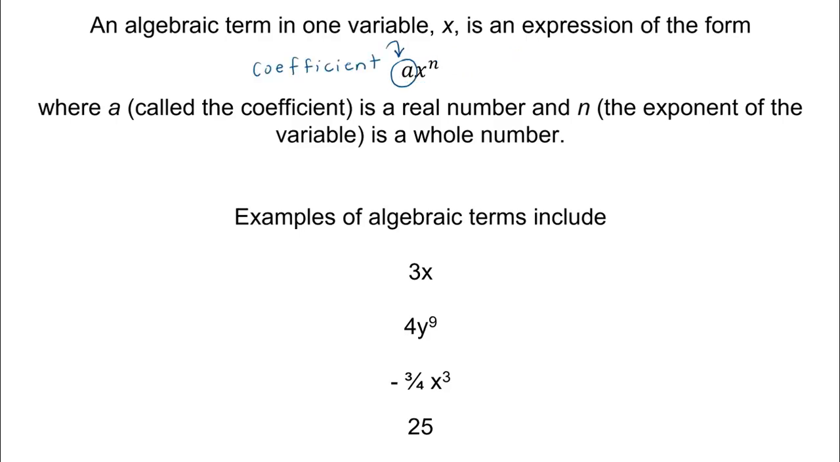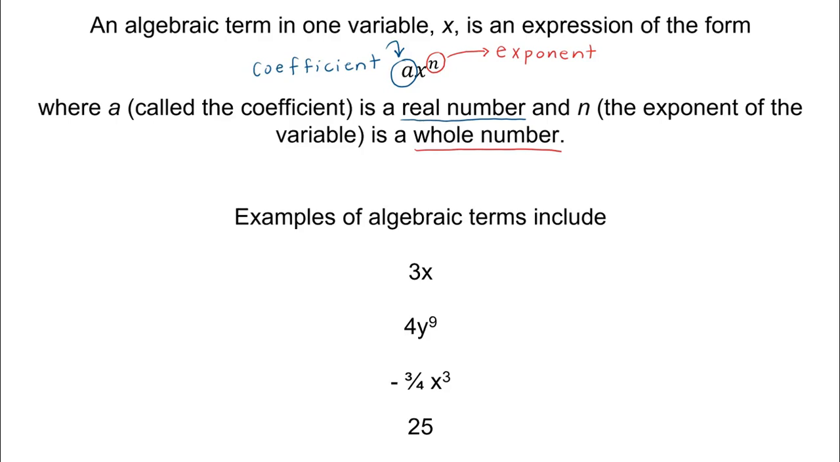And the n in this expression is just the exponent of the variable, and that n always has to be a whole number. Some examples of algebraic terms include 3x, 4y to the ninth, negative 3/4 x to the third, and 25. Let's see if we can identify the coefficient and the exponent of each of these algebraic terms.